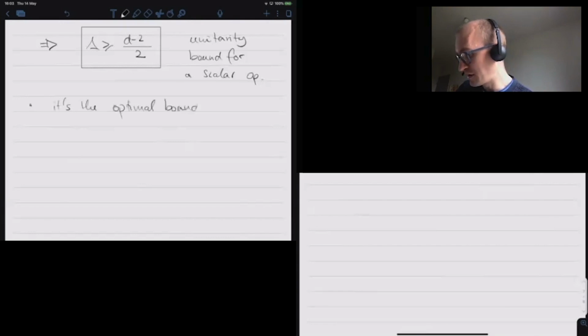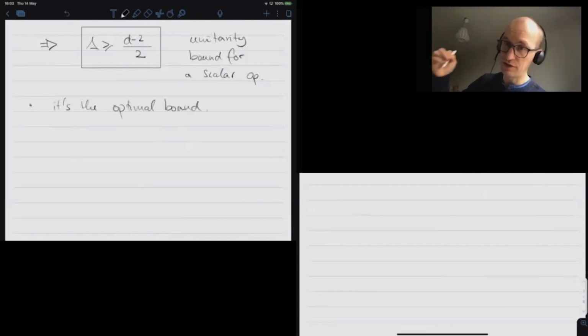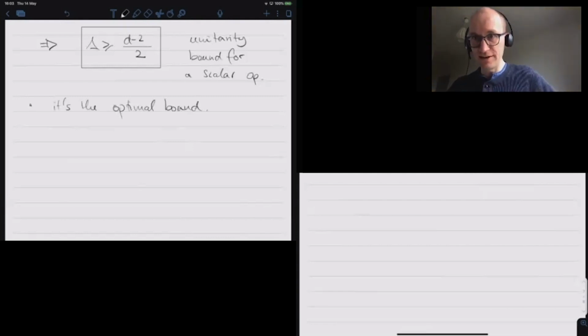I mean that it would have been natural to say, oh, well, we went to level 2, that gave us something stronger. If we go to level 3, it'll give us something that's even stronger, and so on. It turns out that no. By considering higher descendancy, you can still not get a stronger bound. So this is for a scalar operator, this is the optimal bound. That really is the unitarity bound.